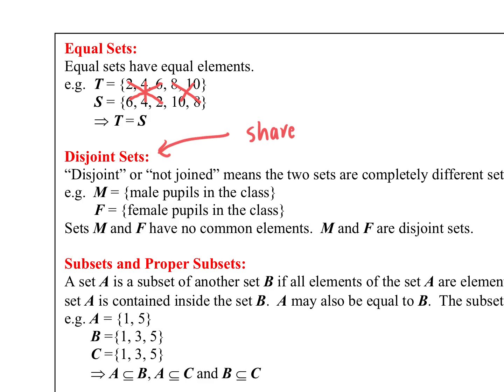Disjoint sets are sets that share nothing in common. M means the male pupils in the class, F means the female pupils in the class. So there's no in between, they are disjoint. We just have to know these are called disjoint sets as long as they don't share anything in common, like 4A and 4B students. We categorize them differently, so 4A and 4B are disjoint sets.